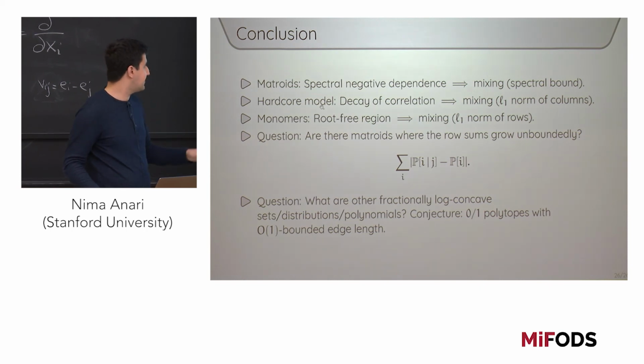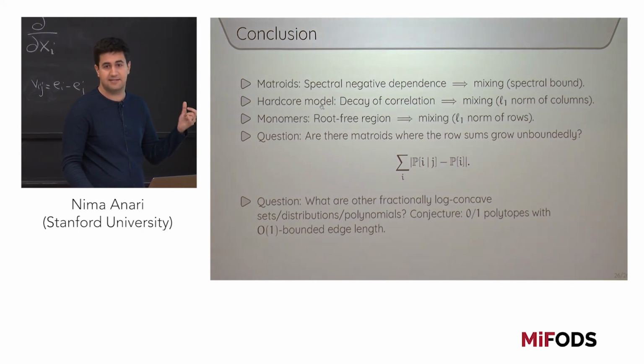So a conjecture is, if you look at subsets of size k as a 0, 1 polytope, so form their indicator vectors and look at the convex hull, the conjecture is that if all of the edges of this convex hull have bounded length, then you should have fractional log-concavity.